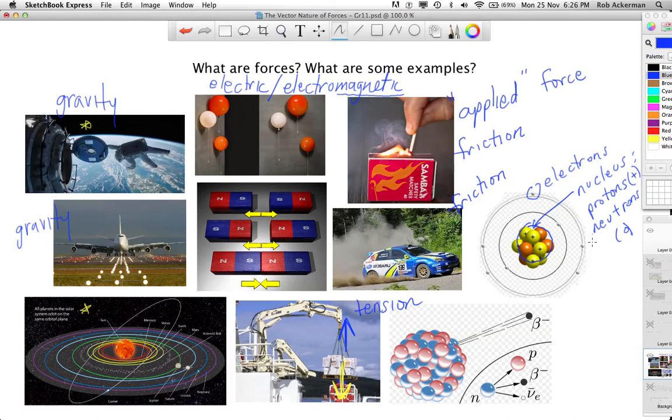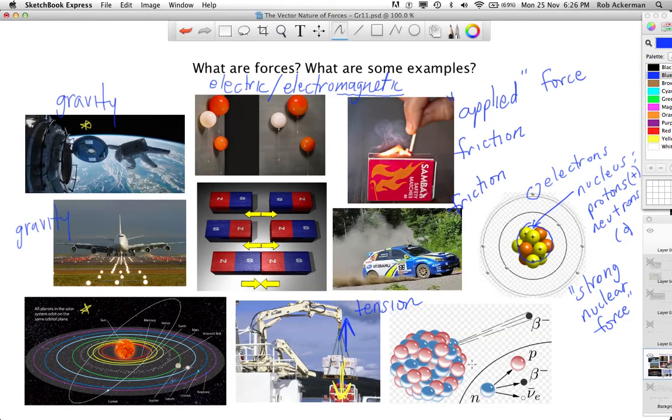It's partly the neutrons, but it's also something called the strong nuclear force. This is a force so strong that it's able to overcome the repulsion of positively charged protons.